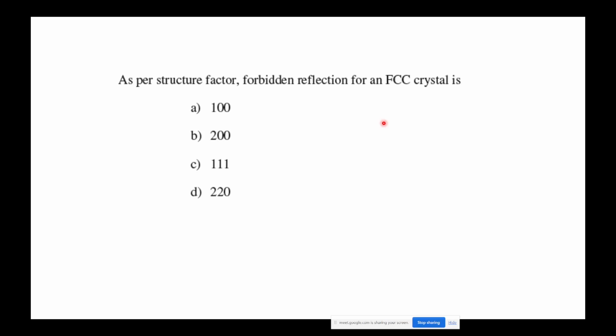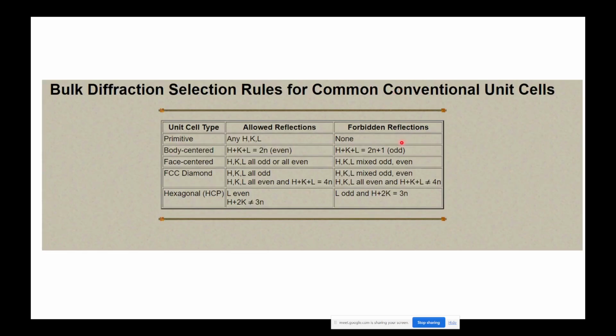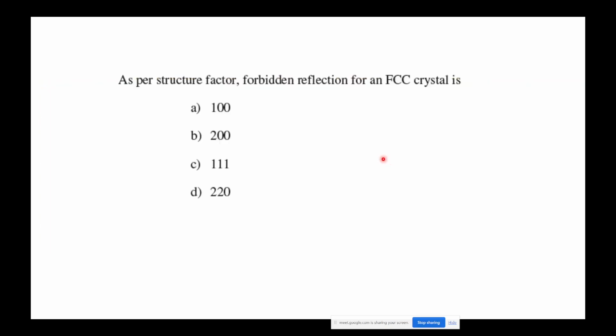So here in the question it is not for the allowed, it is for the forbidden reflection. So it is asking FCC. For FCC, forbidden is HKL mixed odd even. Here 1 0 0 is mixed, 2 0 0 is all even, 1 1 1 is all odd, 2 2 0 is all even. So the only option left is 1 0 0. Understood?